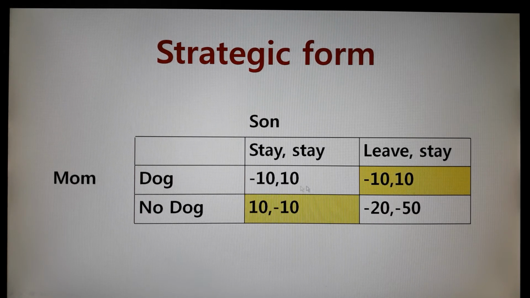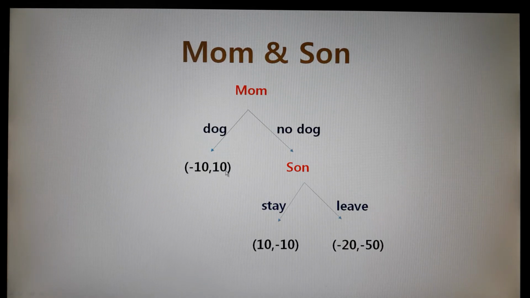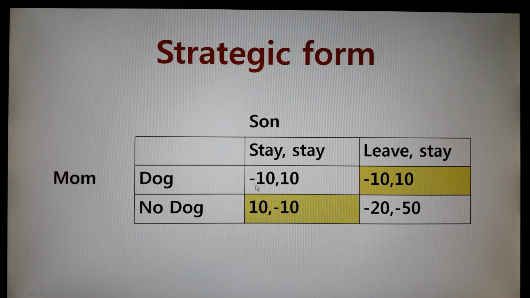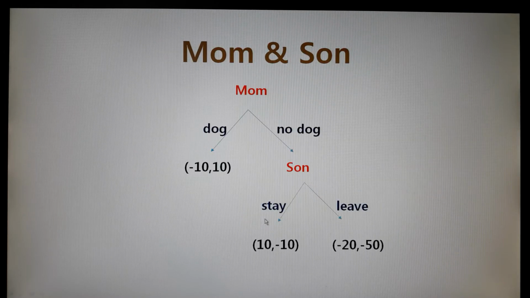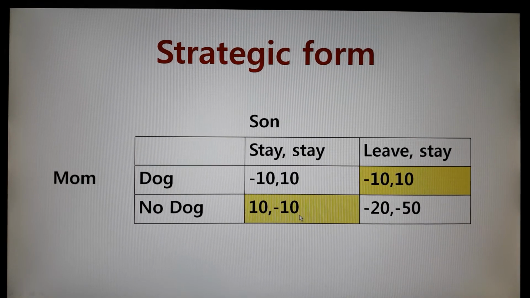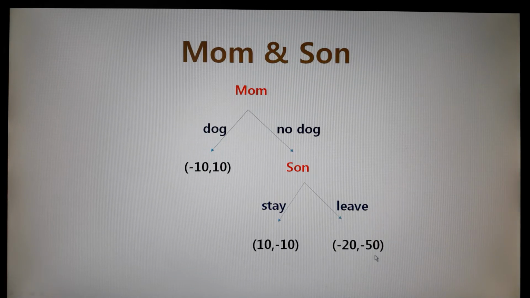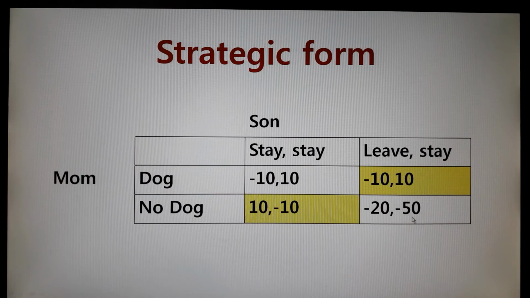So when mom buys the dog, look at here, negative 10, 10. So the son has no choice. He doesn't have to choose stay or leave. He just stays because now he's happy, no reason to leave. So negative 10, 10, negative 10, 10. Because the stay and leave depend on the case when there's no dog. When there's no dog, if the son stays, it's 10 and negative 10. Here, 10 and negative 10. Mom does not buy the son a dog, and the son stays. Mom is 10, the son is negative 10. If the son leaves when there's no dog, mom negative 20, the son negative 50. So negative 20, negative 50 here.